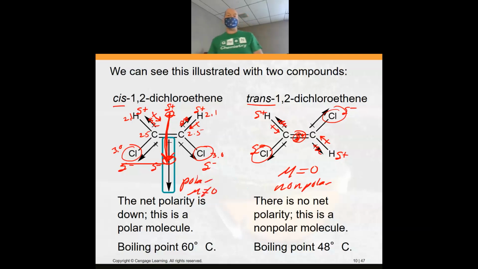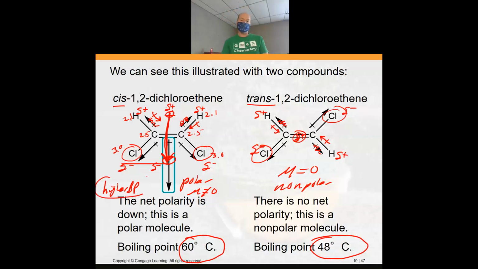When you are going to boil something, you have to break all of these dipole-dipole interactions. And so this is going to have a higher boiling point. You would not be able to predict what the boiling point was, but they could say that one of these has a boiling point of 60 and the other has a boiling point of 48. We know this one has the higher boiling point, so it is the 60, and this one would boil at the lower boiling point, 48, because this one is a polar molecule. Polar molecules will always have a higher boiling point than a nonpolar molecule, given that the molar masses are essentially the same, and these are exactly the same molar masses.